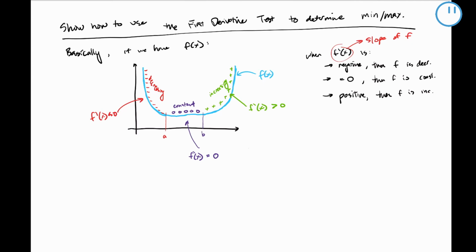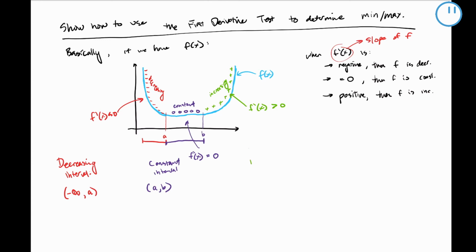And so therefore, we might say that our decreasing interval is from negative infinity to that point a right there. That's this whole region right here. Our constant interval is from a to b. That's this interval from here to here, and that's where the function f is holding constant.